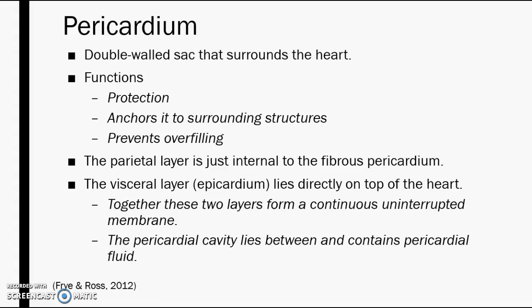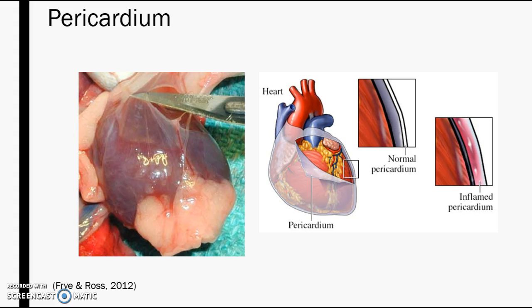So let's look at that pericardium a little closer. Again, it's a double-walled sac surrounding the heart, and it functions to protect the heart. It anchors it to surrounding structures and prevents it from overfilling. The parietal layer is just internal to the fibrous part of the pericardium, and the visceral layer lies directly on top of the heart. We also call that the epicardium. Together, these two layers form a continuous, uninterrupted membrane. The pericardial cavity lies between and contains pericardial fluid.